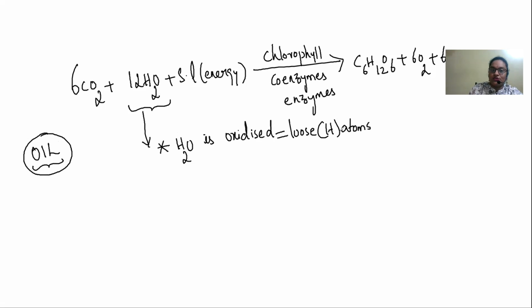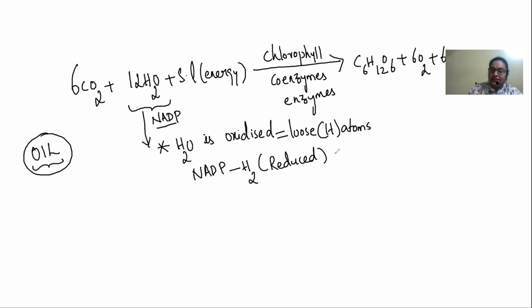Okay, so water is going to get oxidized, and it is going to lose hydrogen atoms here. The hydrogen atoms which are lost by the water molecules will be picked up by a coenzyme called NADP. This coenzyme NADP is going to pick up two of the hydrogens, and it is going to get reduced.